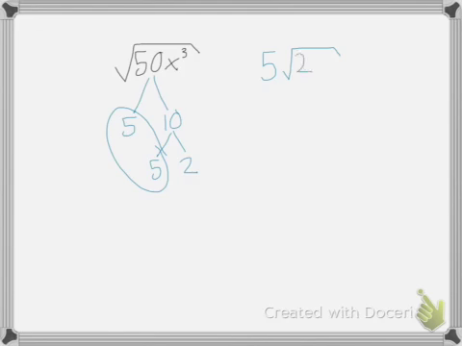And then the x cubed, again, I'm just looking for pairs on it. So I have 3 x's here. Circle 2, and one of them comes out. So it gives us the x on the outside. I put that 5 too close. Let's slide it over just a little bit. So the x on the outside, and I'm still left with an x, so the other x stays on the inside. Just like that.